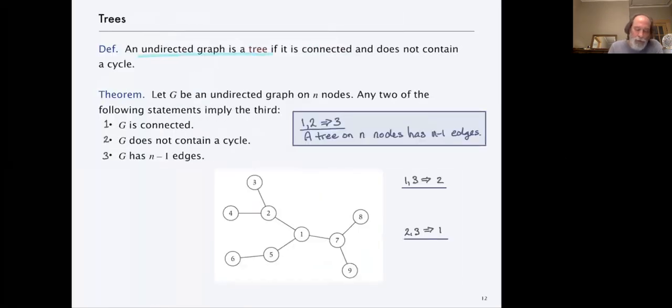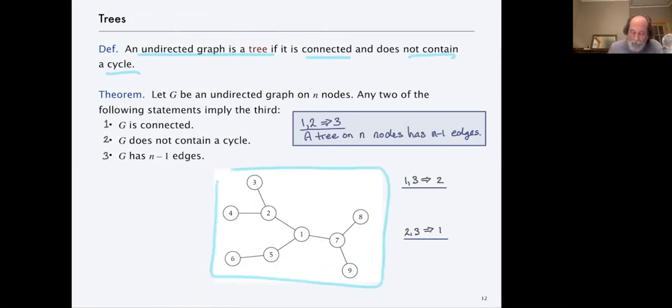An undirected graph is a tree if it has two properties. It's connected and it has no cycle. Here's an example of a tree. This graph is obviously connected, obviously has no cycle. Lots of useful things about trees.